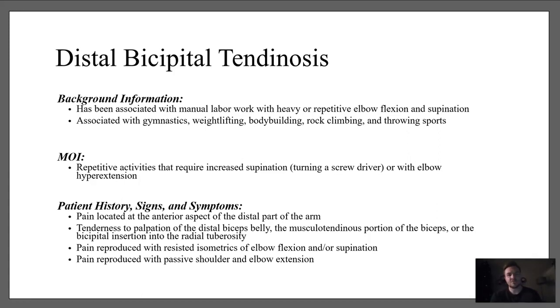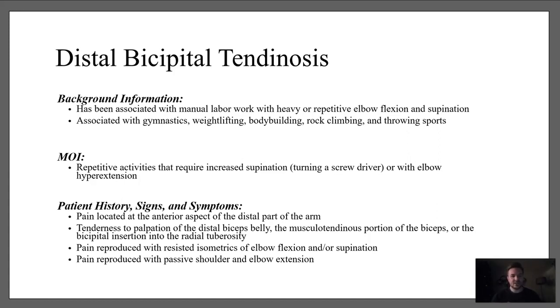This has been associated with manual labor work or heavy repetitive elbow flexion and supination. Also associated with things like gymnastics, weightlifting, bodybuilding, rock climbing, throwing sports. So repetitive activities that require increased supination, like turning a screwdriver, or with elbow hyperextension, are types of the mechanism of injury here. Patient signs and symptoms.